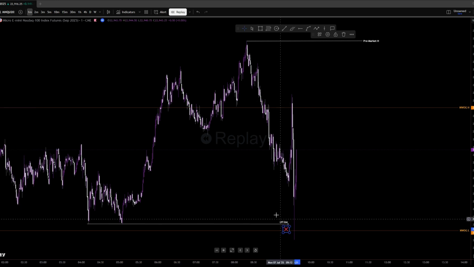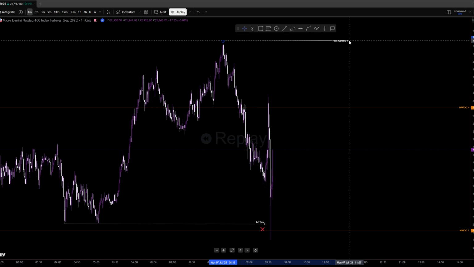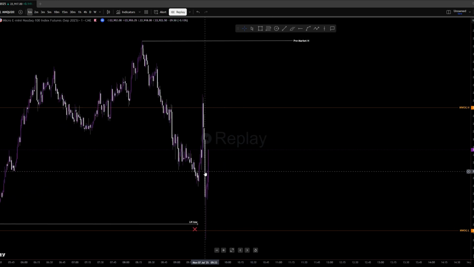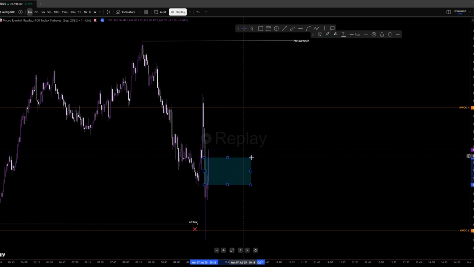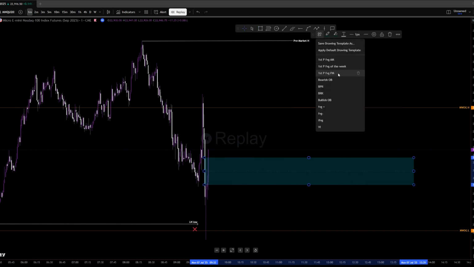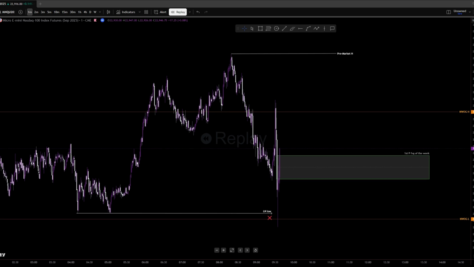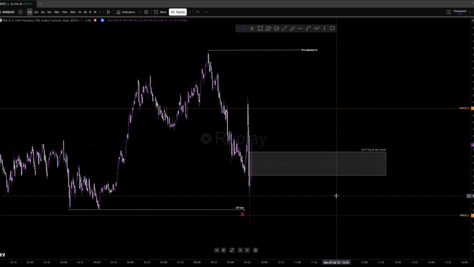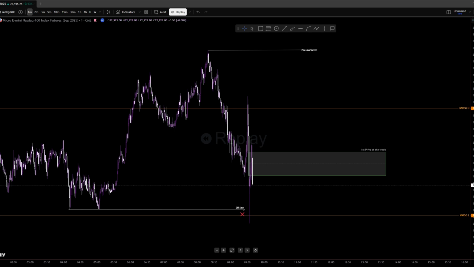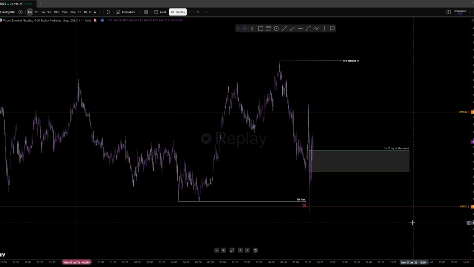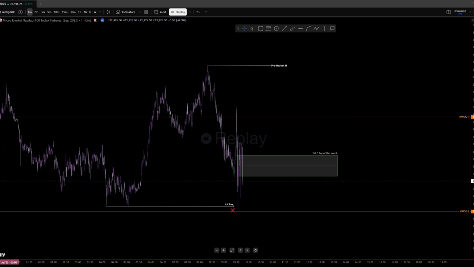For my framework today, or the context, I started by marking out the higher time frame levels that I always look at. I noted the new week opening gap, last week's high and last week's low, and the previous day's lows as a possible draw on liquidity. I also checked for any relative equal highs or lows that might attract price.